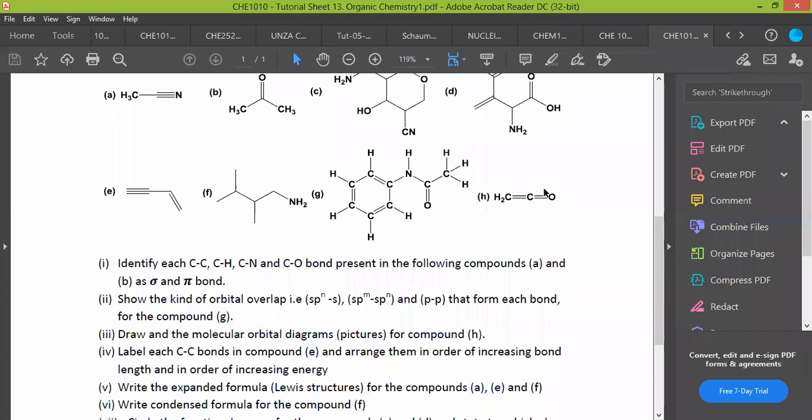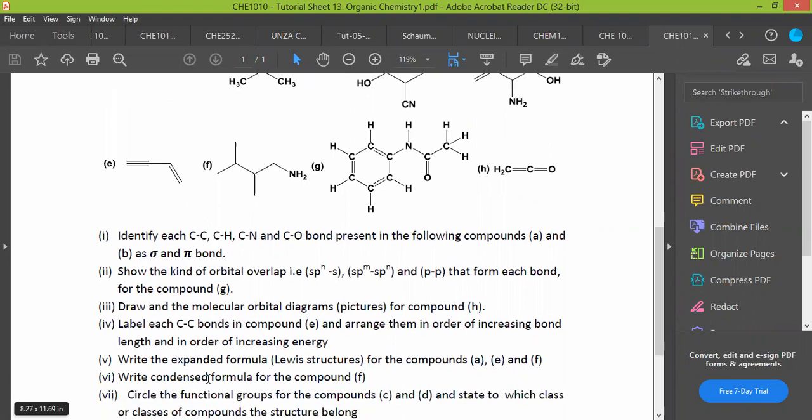Okay, so this one here, given here, and then label each CC bond in compound E, that one there, and arrange them in order of increasing bond length and in order of increasing bond energy. We are also going to look at that, and then draw the expanded Lewis structure for compounds A, E, and F. Anyway, we'll be going bit by bit and then answering like that.